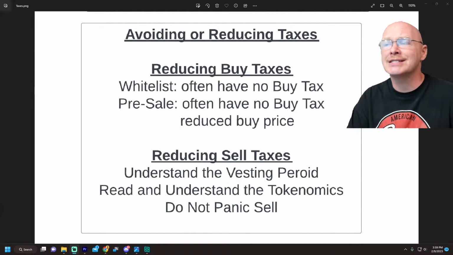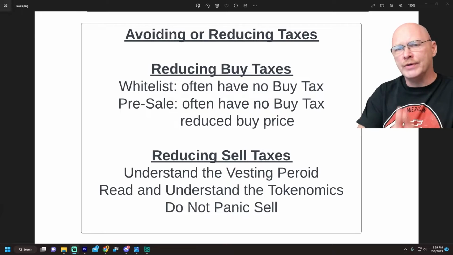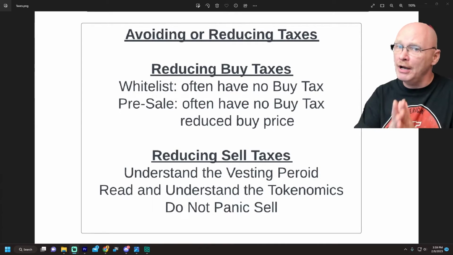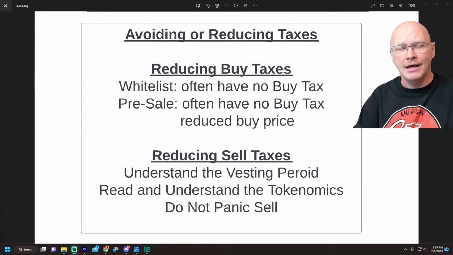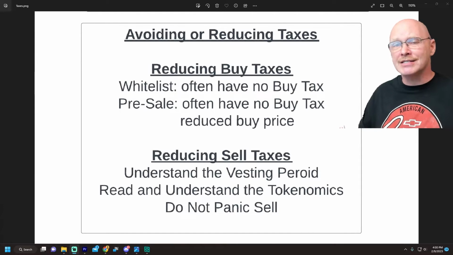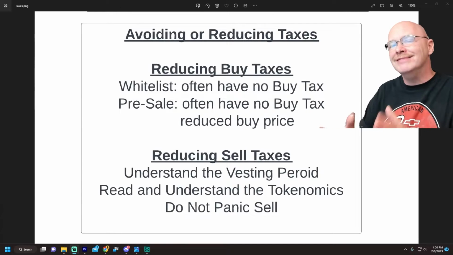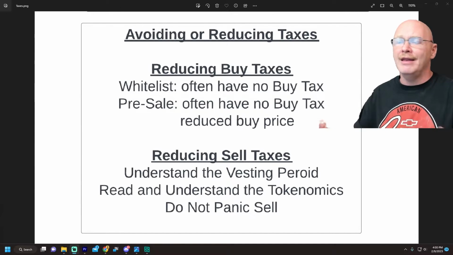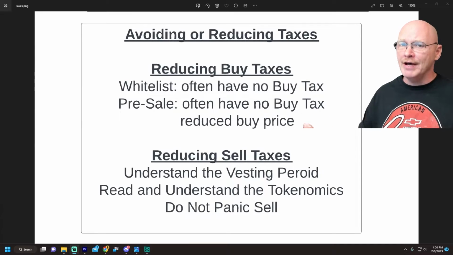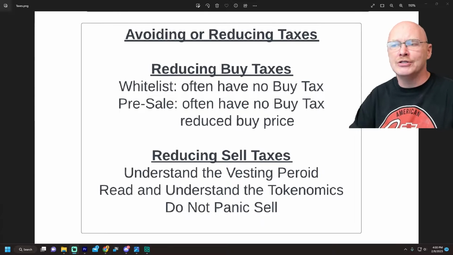Now, to reduce the sale tax, this is where understanding the vesting period comes in. Vesting period, like I said, with a pre-sale, if it says, hey, we're going to let you get in early, buy with no tax, but you have to hold it for 30 days. That 30 days is what we would call a vesting period. It means we're serious enough to stay committed to keeping our tokens in that protocol for at least this minimum amount of time. Now, if we pull them out before they're fully vested, we could lose a huge amount. So know what you're getting into first.